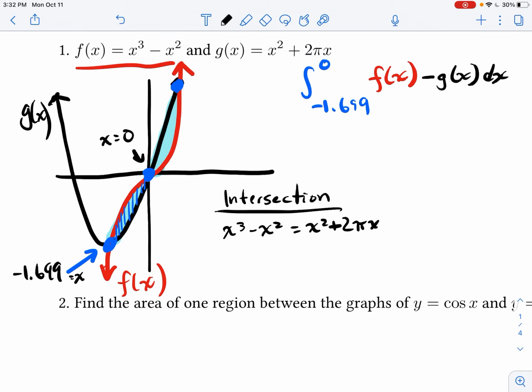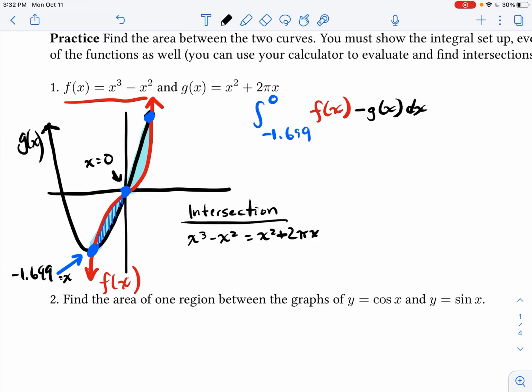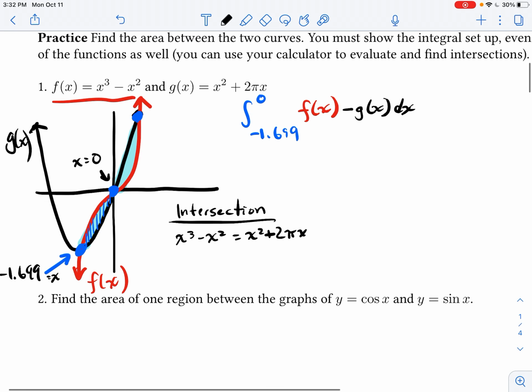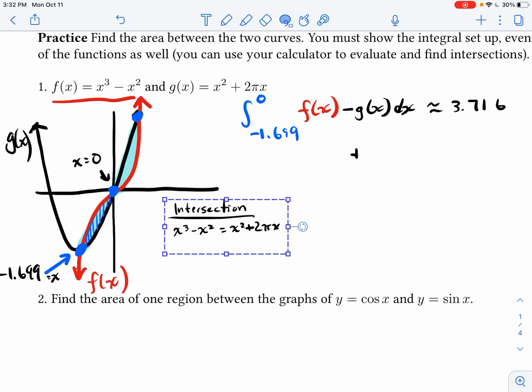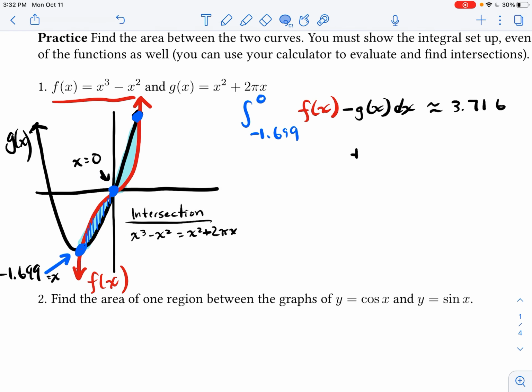And that's going to give us the area enclosed in that first region there. So you can go ahead and evaluate this into your calculator, and you should hopefully find that it's about 3.716. Okay, now let's do the second one. And I'm just going to move this intersection to the sides just so we know algebraically how we could find those points. So now let's find the second one here.